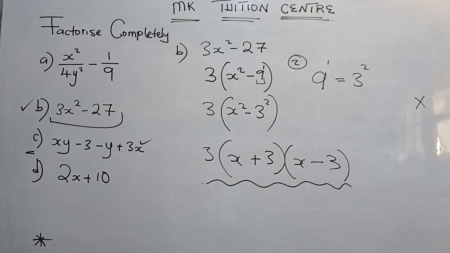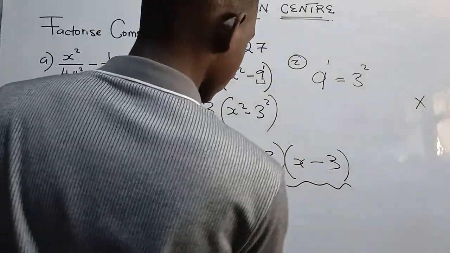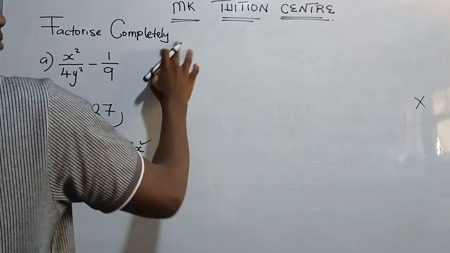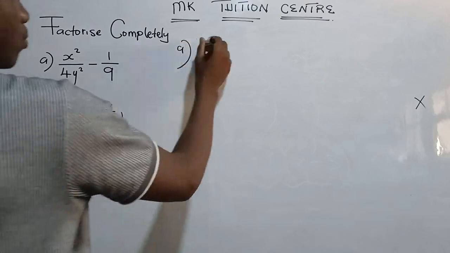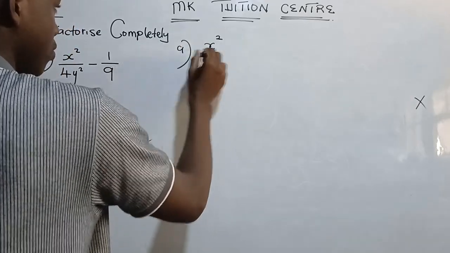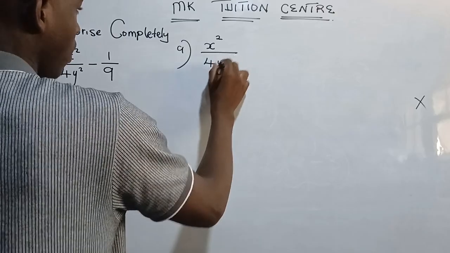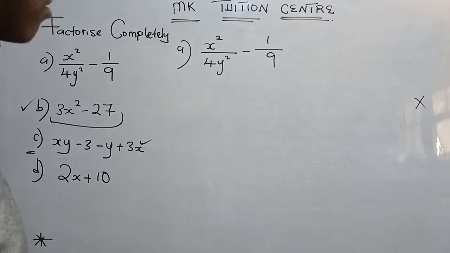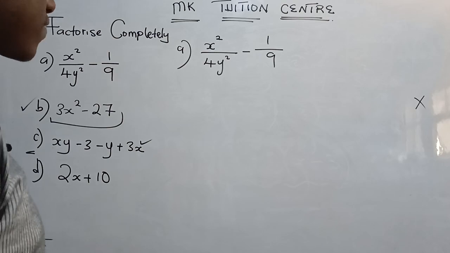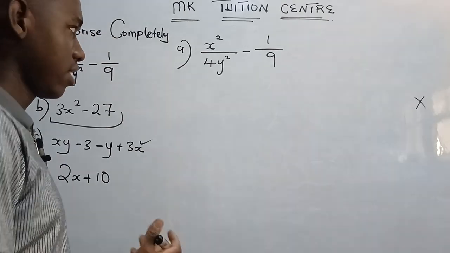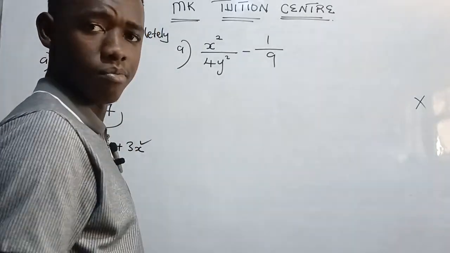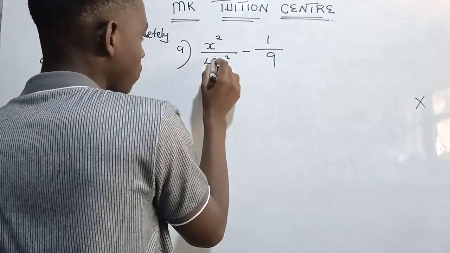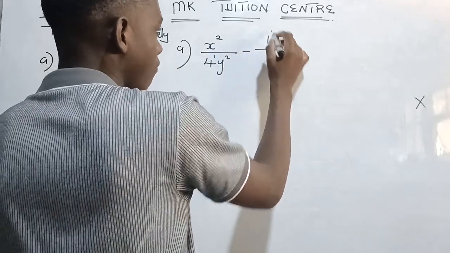Okay, let's have a look at the first one, A. A is very much simple as well. So we do have x to the power 2 over 4y squared minus 1 over 9. The question is, how do we factorize this? We're going to ask ourselves again, what is common in this case? If you have a look at it, nothing is actually common, but the powers are different. So this one is having a power of 2, this one a power of 1, power of 2, power of 1, power of 1.